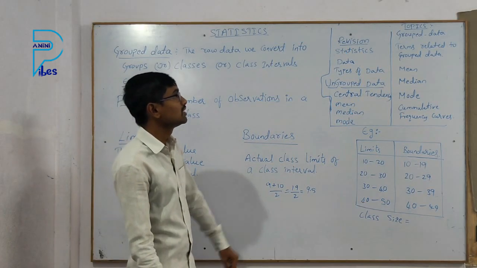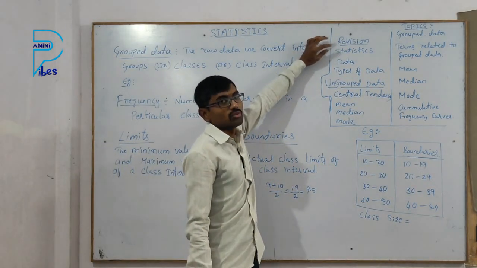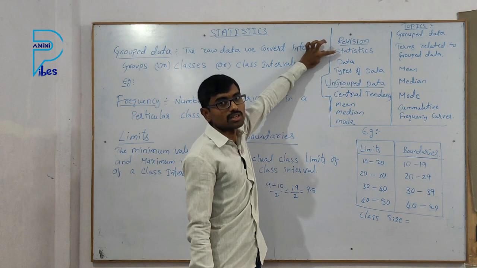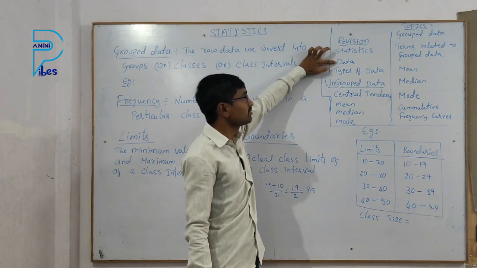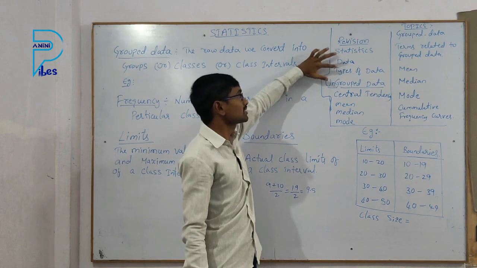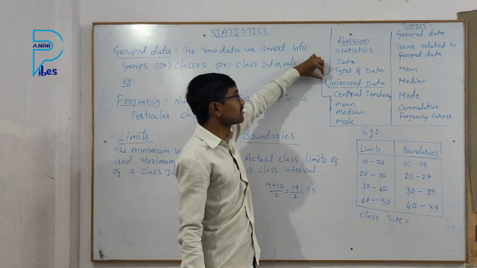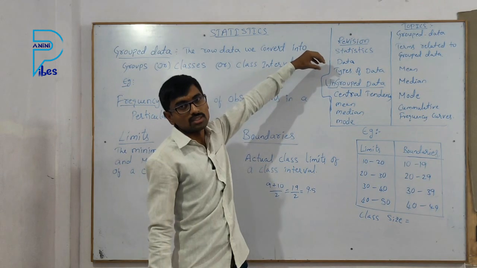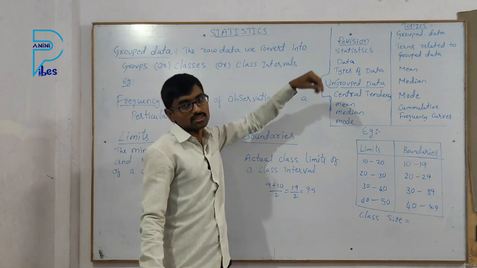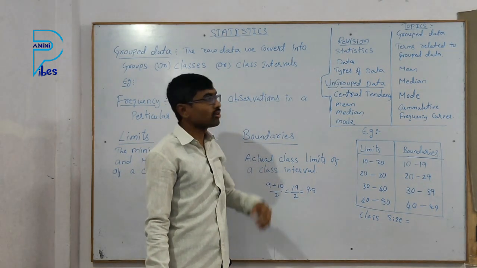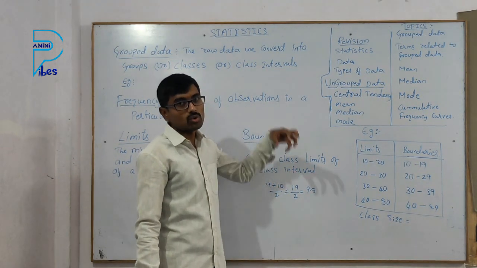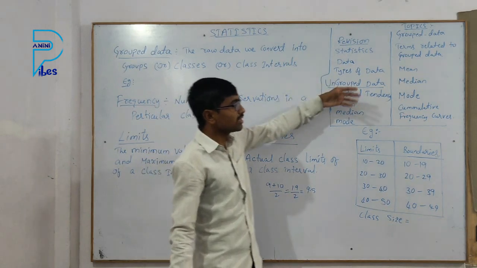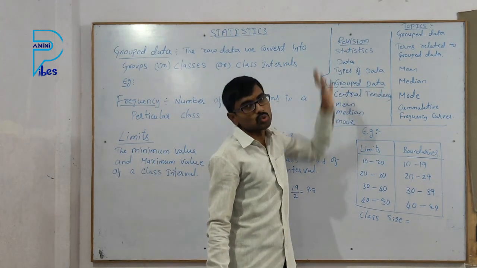Welcome to the class. In the previous class, we discussed the definition of statistics and what is data, and after that we discussed types of data. After that we discussed the central tendencies, that is mean, median, mode, which we found in ungrouped data. Now we are going to find mean, median, mode of grouped data.